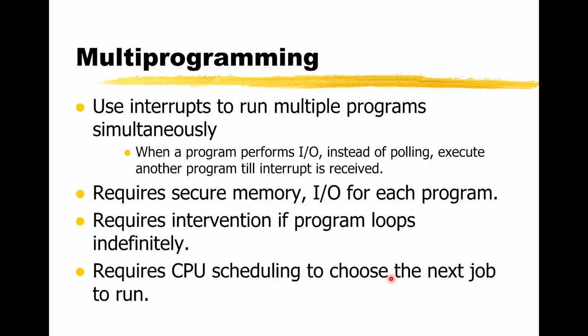Multiprogramming now came up. Multiprogramming makes it better. Here we're using interrupts to run multiple programs simultaneously. So here you can easily tell the CPU, jump to this program, run this program, after a while stop, jump to this other program, after a while stop, jump to this program. So now when a program performs I/O, instead of polling, execute another program till the interrupt is received.